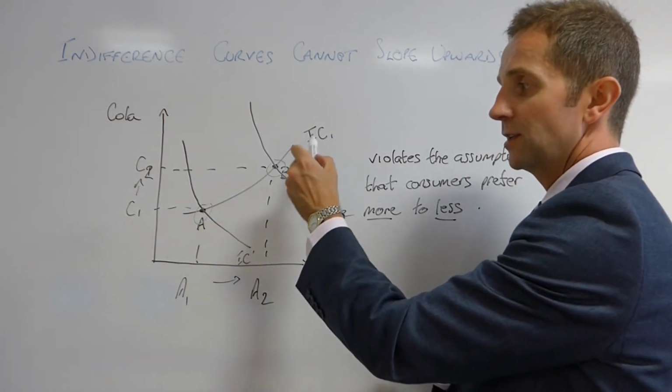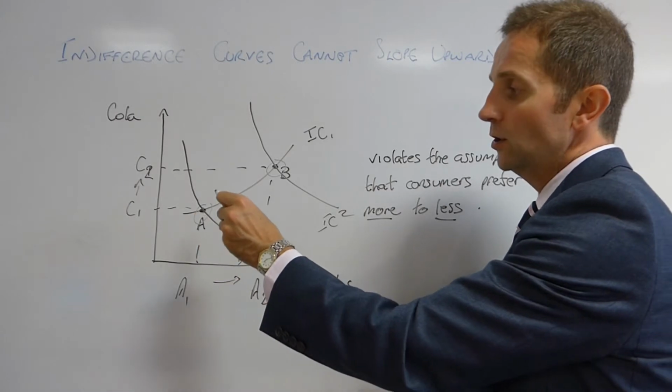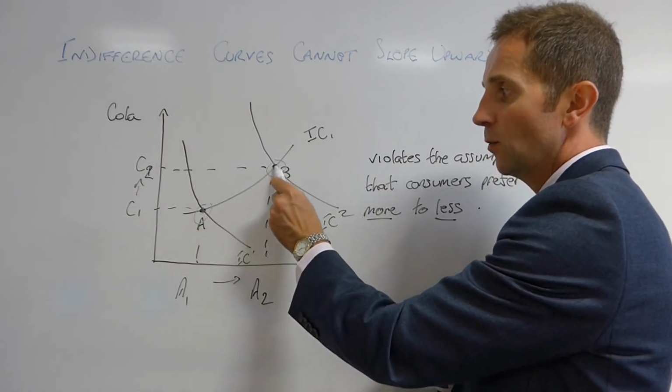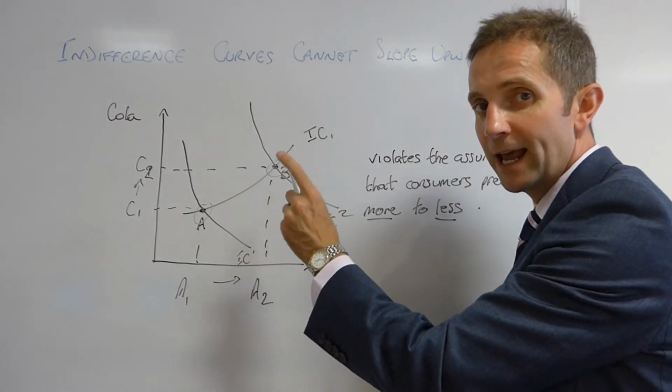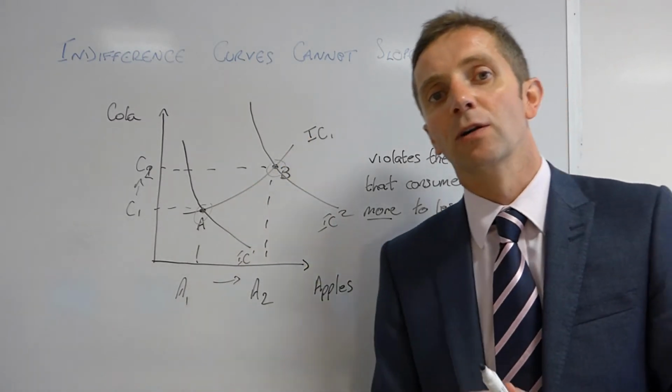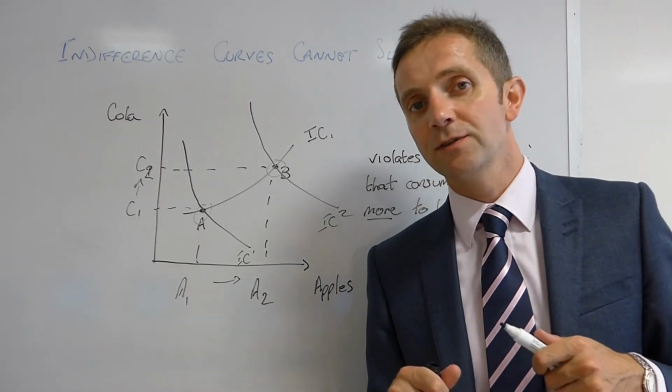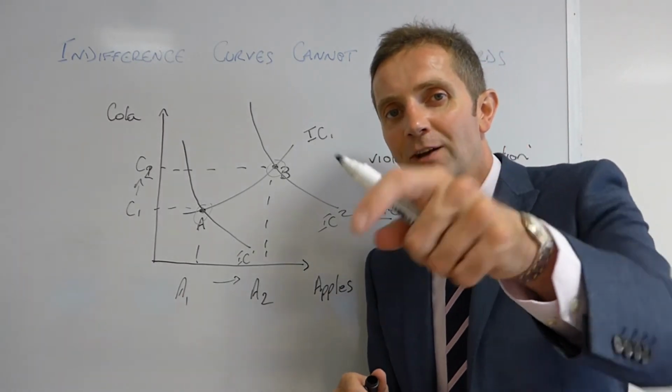Whereas if the curve was sloping upwards, we cannot say that the consumer is indifferent between A and B, because we would have to assume they would rather be at B than A, so B couldn't be on the same curve. Anyway, that's it, ladies and gentlemen. That is the reason why indifference curves cannot slope upwards.